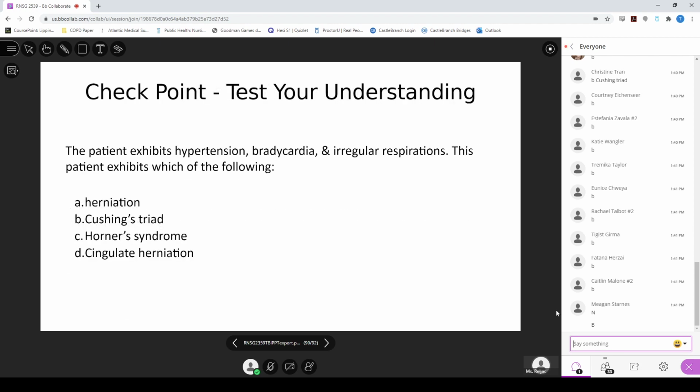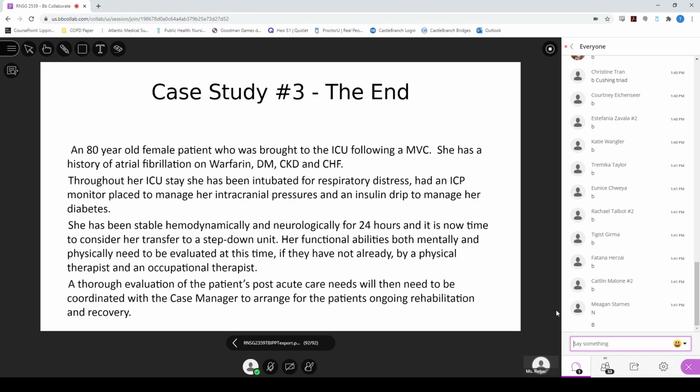Okay, and then this is the end. Hold on. We wrap up this patient. This 80-year-old female, she was the same one brought to the ICU after a motor vehicle accident. She has a history of atrial fibrillation. She's on warfarin, DM, chronic kidney disease, and has chronic heart failure.